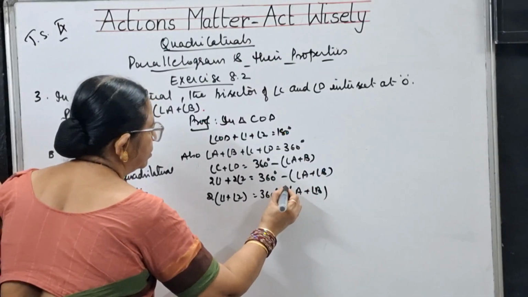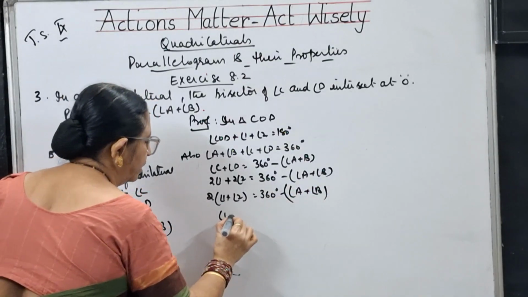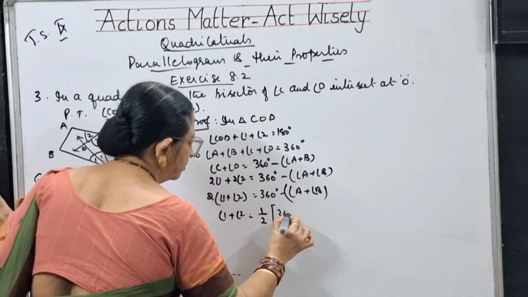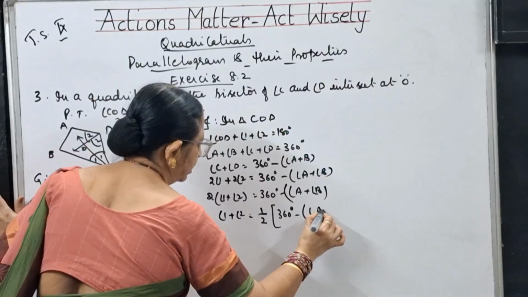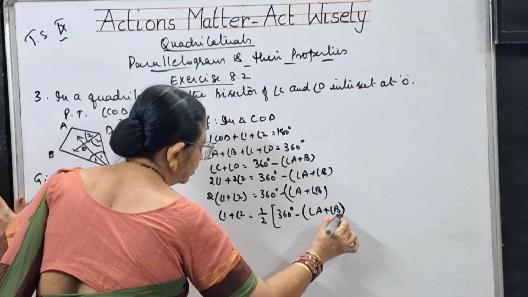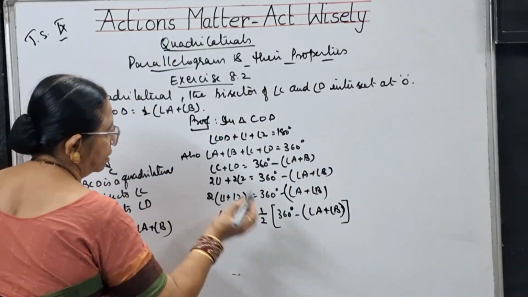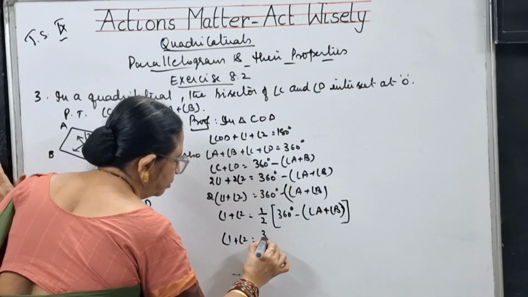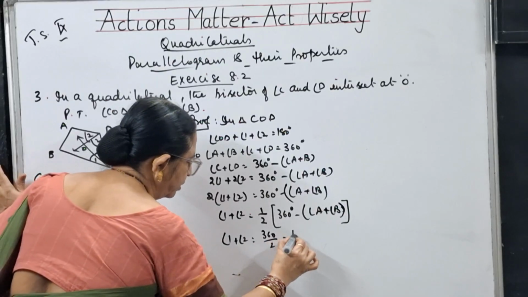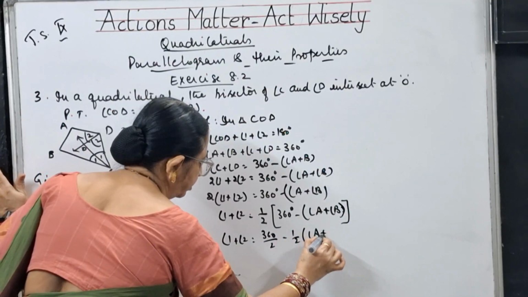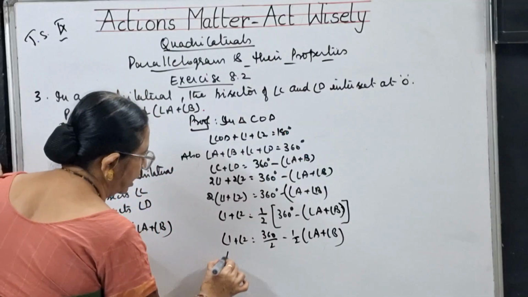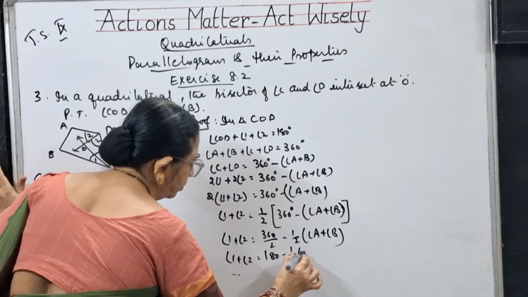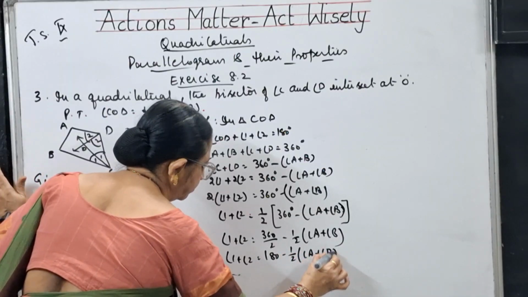That means angle 1 plus angle 2 is 1 by 2 into 360 degrees minus angle A plus angle B. Yes or no? This 2 has come here. This means angle 1 plus angle 2 is equal to 360 by 2 minus half of angle A plus angle B. So, angle 1 plus angle 2 is equal to 180 minus half of angle A plus angle B.